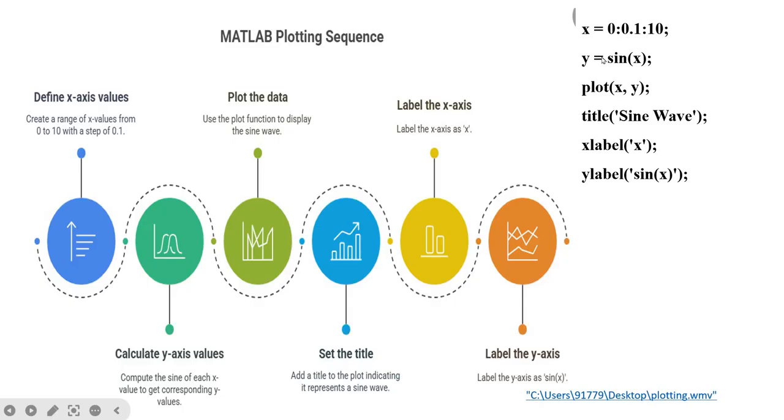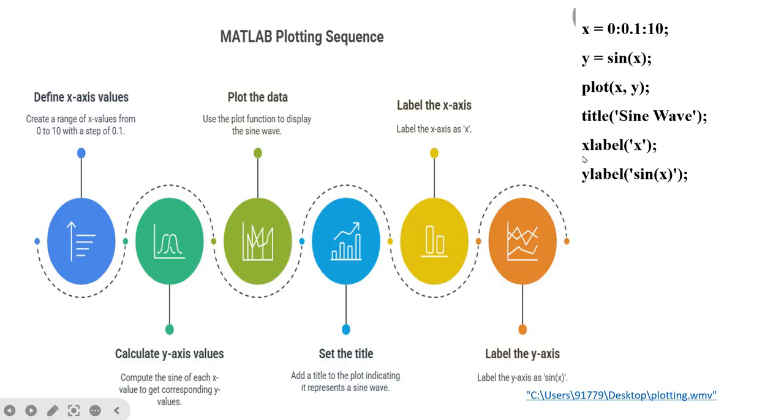Then next is y is equal to sin x. Here it will calculate the y-axis, that is, for each of the x values it will compute the y value by using sin x. Now we have x values and y values, and we want to plot this. For that you have to use the plot function, plot of x comma y. So this is the command we will be using to plot the data and display the sine wave.